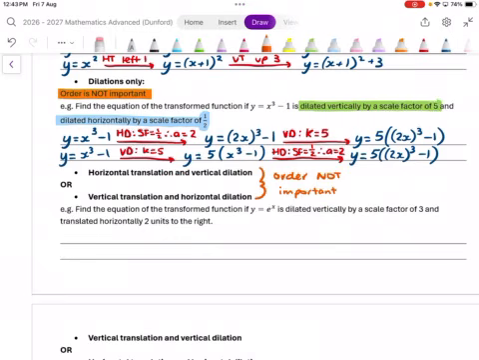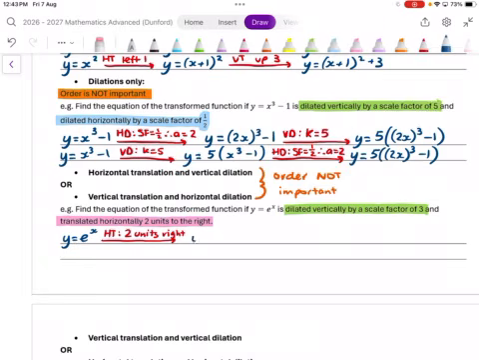Okay, so what we're going to do is find the equation of the transformed function if y equals e to the x is dilated vertically by a scale factor of 3 and translated horizontally 2 units to the right. So we have our y equals e to the x. What do we want to do first? Our dilation or our translation? Translation? Okay, so we have our horizontal translation is 2 units right.